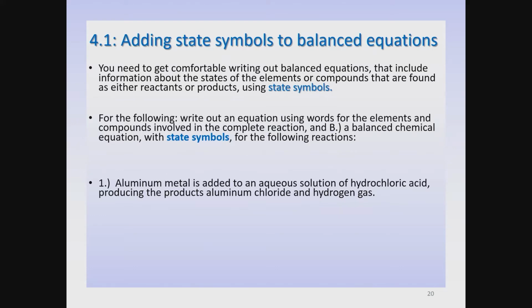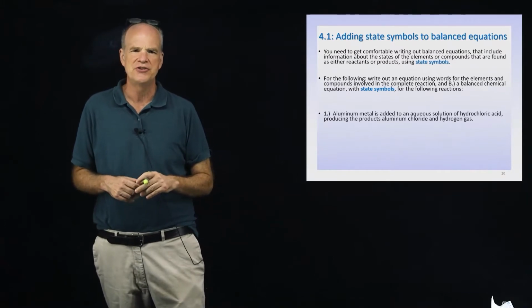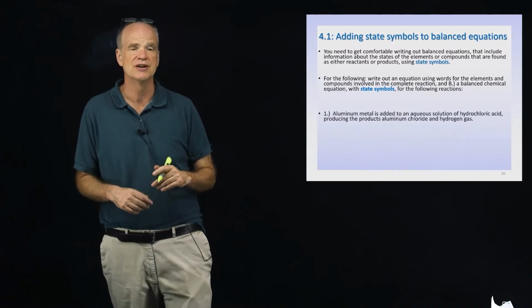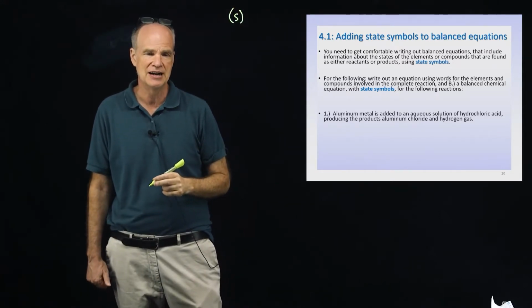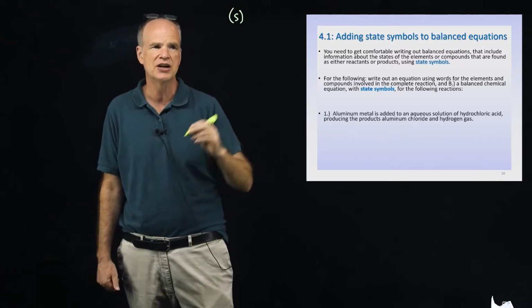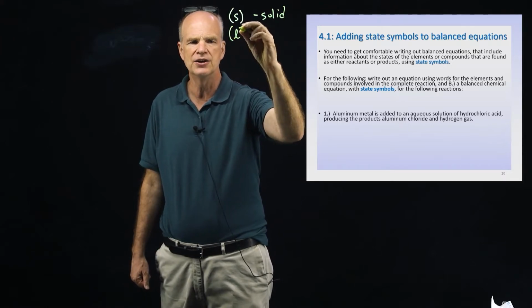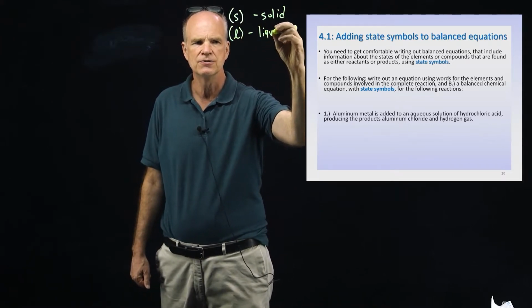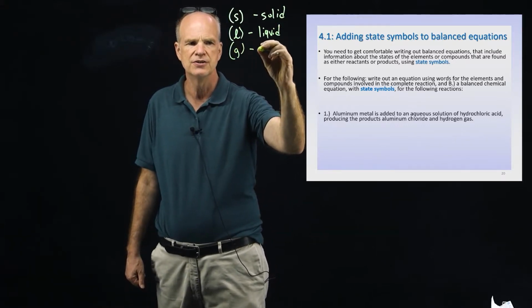The first one is: aluminum metal is added to an aqueous solution of hydrochloric acid, producing the products aluminum chloride and hydrogen gas. Okay, before we launch into that, let me mention the four state symbols we usually use in chemistry. One of them is (s). If that's beside a compound, that indicates that the compound is in the solid state. If you have an (l), then the compound or element is in the liquid state. And if you have a (g), it's in the gaseous state.